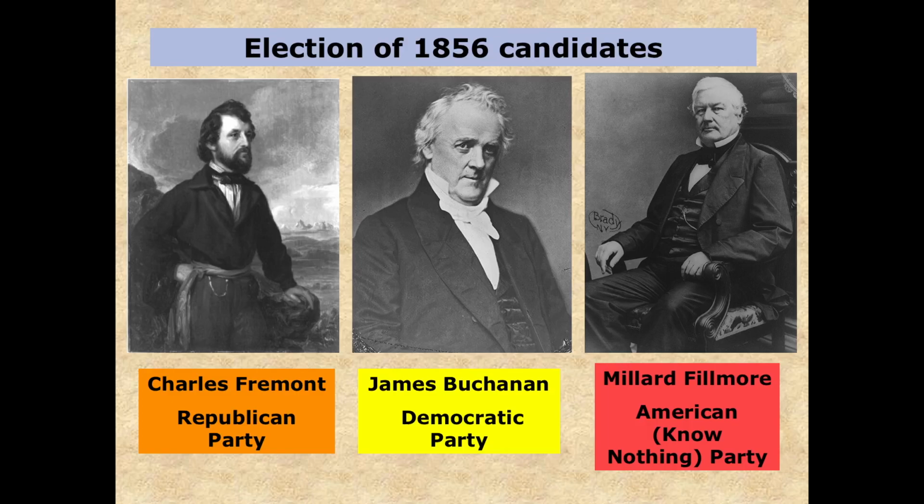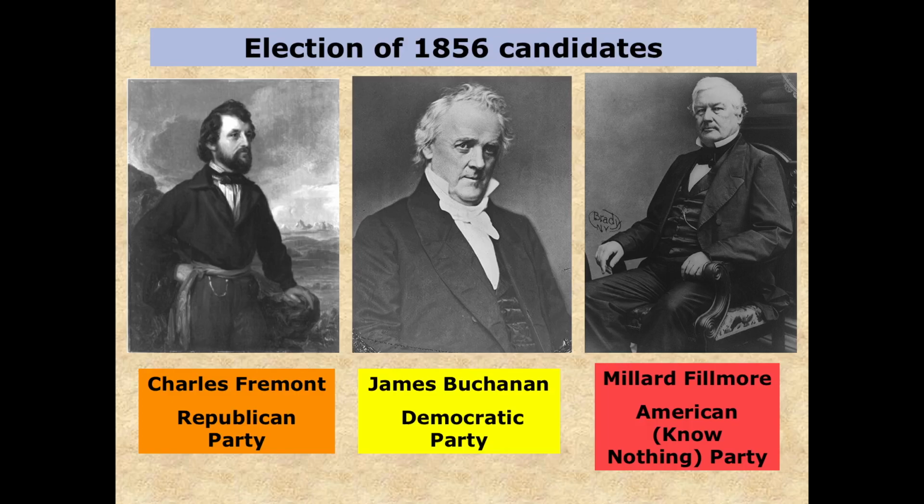For the Democratic Party, we've got James Buchanan. We remember him from last time with the Ostend Manifesto. This guy was involved in that whole plot to try to get Cuba from Spain. Alright, and then we've got former President Millard Fillmore running for the American Party, which is otherwise known as the Know Nothing Party. I know, guys. We're gonna get to them.